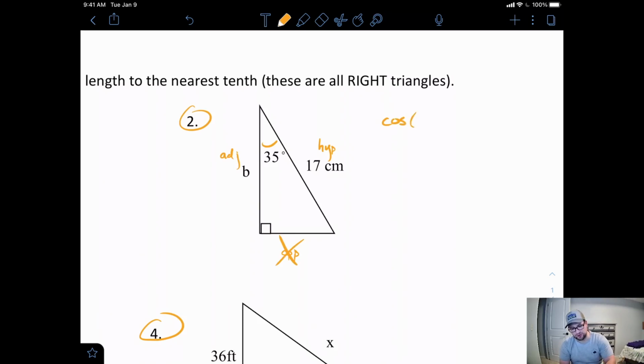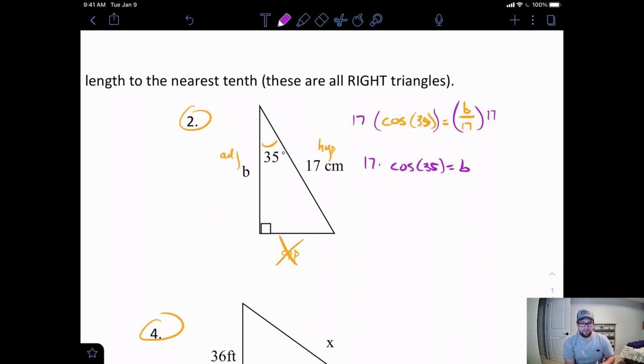So we're going to say the cosine of our angle is going to be equal to the adjacent, which is b, over the hypotenuse, which is 17. Now we just need to solve this. So to get b all by itself, we're going to start by multiplying both sides by 17. That's going to give us 17 times the cosine of 35 is equal to b.